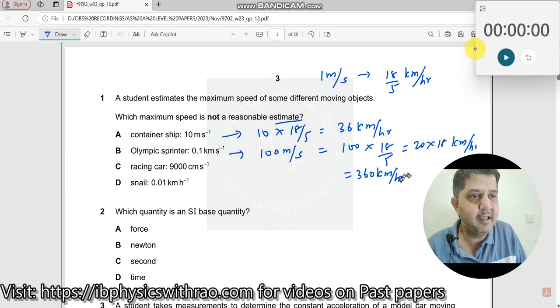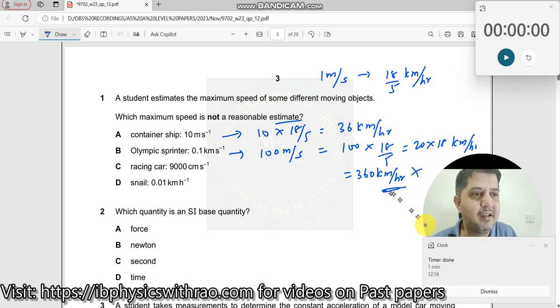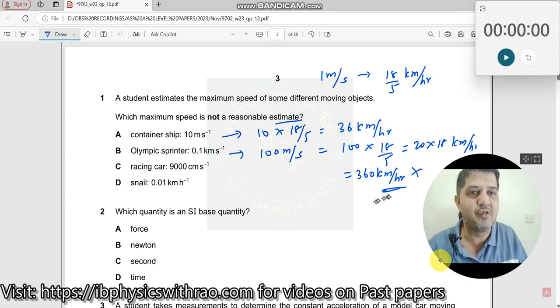Do you think anybody can run like this? Definitely nobody can run. Even I don't think Usain Bolt can run so much, right? So definitely this is the correct answer. If you want, you can verify this also here.